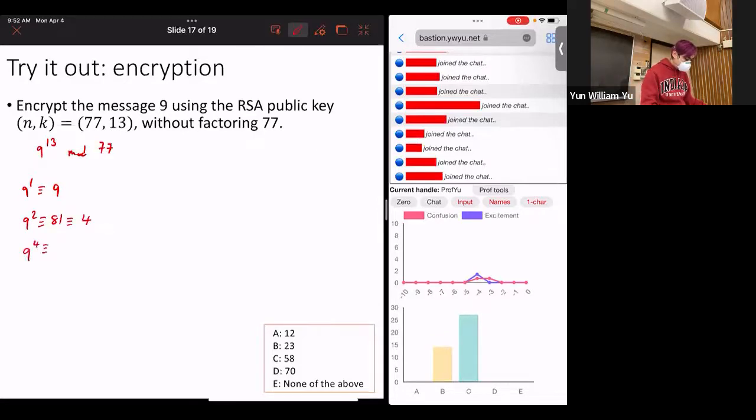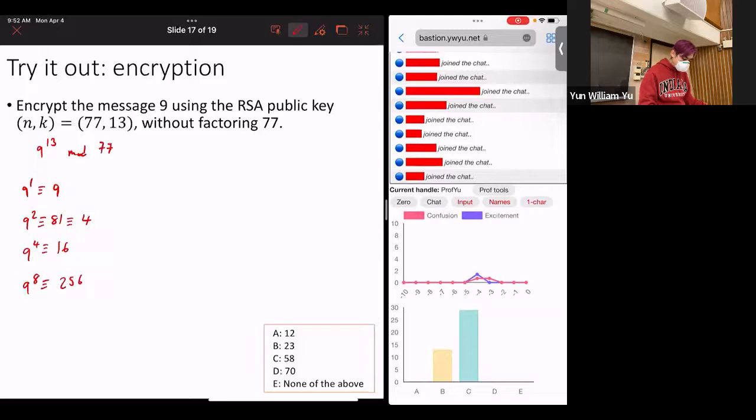9 to the 4 is 16. And 9 to the 8 is 256, which is congruent to 25, I think. So let's see, 77 times 3 is 231. So yeah, that's 25. So that means that this is congruent to 9 to the 8 times 9 to the 4 times 9, which is, of course, 25 times 16 times 9.